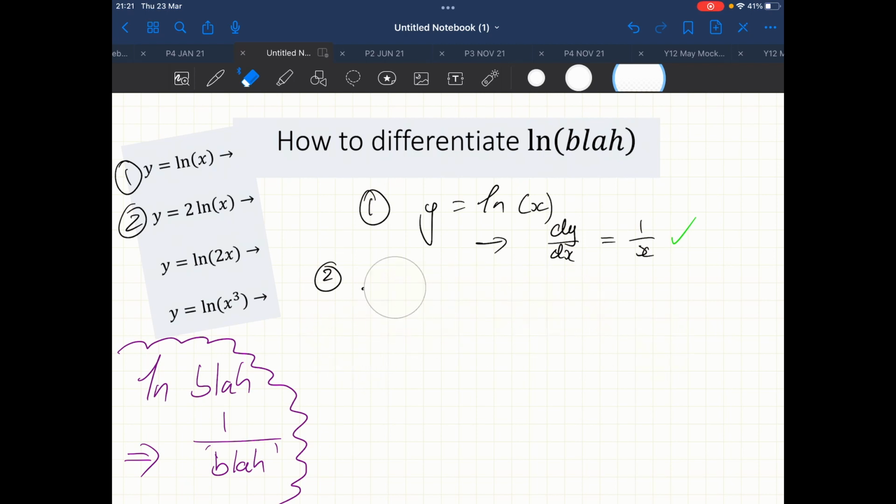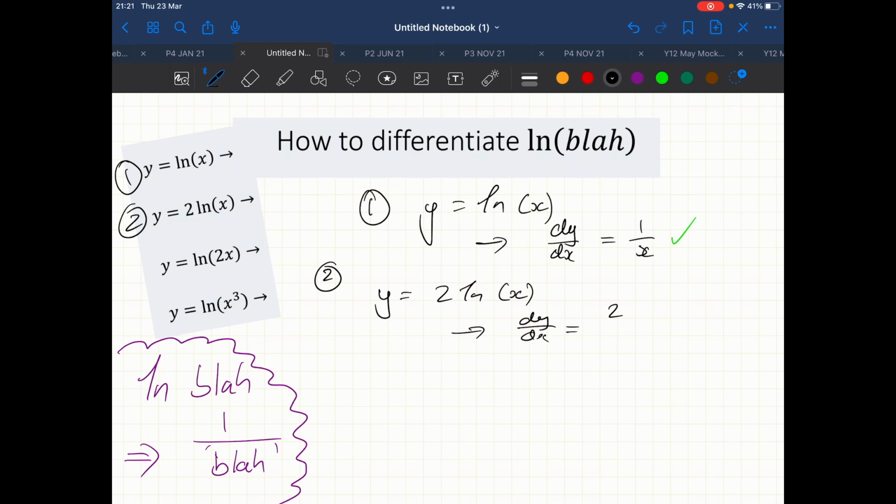So 2 natural log of x is the same result as before, and you just have it twice. If y is 2 natural log of x, then dy/dx is equal to 2 lots of 1 over x, or a better way of writing that would be simply 2 over x.